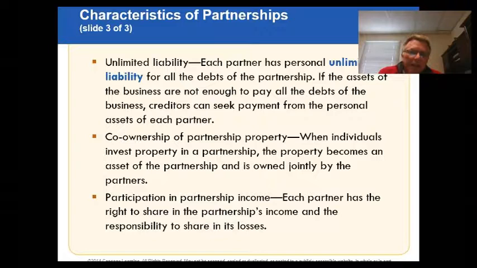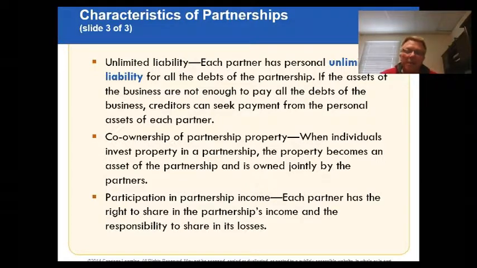Each partner has personal unlimited liability for the debts of the partnership. Now in a limited liability corporation, that liability is limited. It's not necessarily unlimited, but unless otherwise specified, if the assets of the business are not enough to pay debts and liabilities, creditors can go after not just the partnership's assets and cash, but also each partner. So if you do get involved in a partnership someplace, make sure you understand what your liability is.